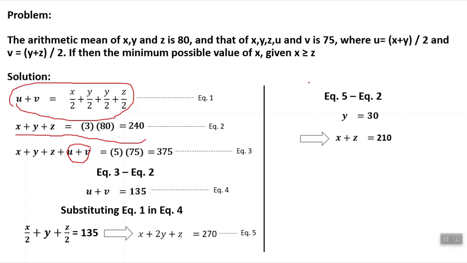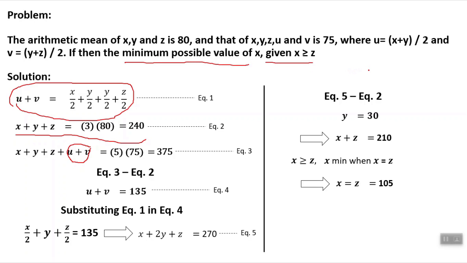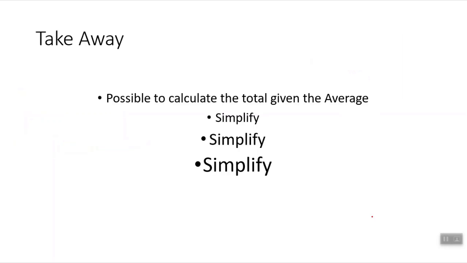Now, given that x is greater than or equal to z, what is the minimum possible value of x? Do you realize that the value of x will be minimum when x is equal to z? And so, if x is equal to z, the value of x will turn out to be 210 divided by 2, or 105. This was a theta question, but not too difficult. So what is the takeaway from this question? To remember, it is possible to calculate the total given the average of the group, and then keep on simplifying things, keeping them simple, and finally coming to the answer without too much trouble.